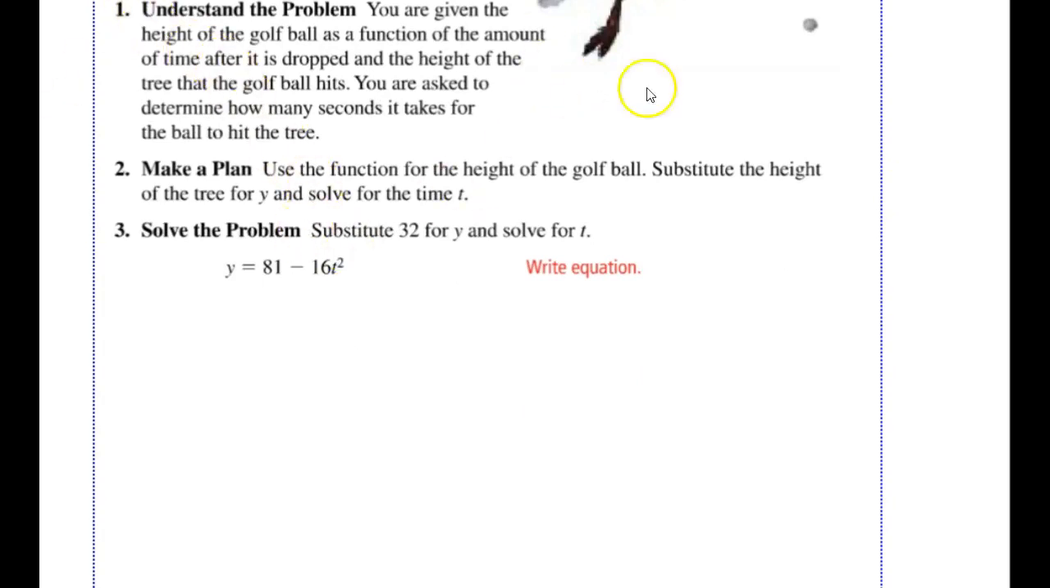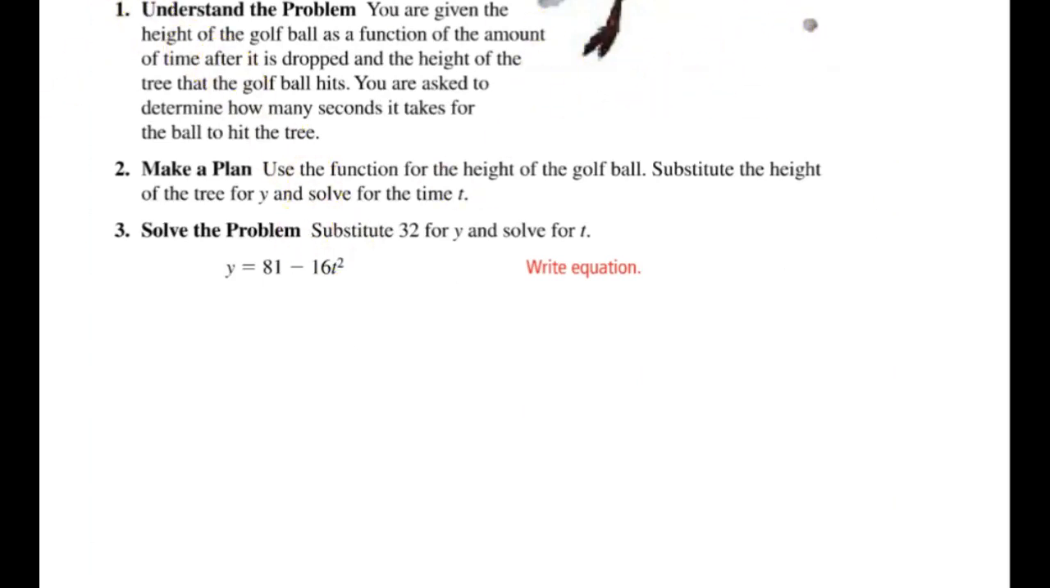One thing that we missed that was not included in this screenshot is that in your book and in the example you were given the function. You were given that y equals 81 minus 16t squared, right? So we were given the function, and now we were told some heights. So the first thing I want to do is substitute that 32 for y and solve for my t. That's the first step when I'm given the height of the tree.